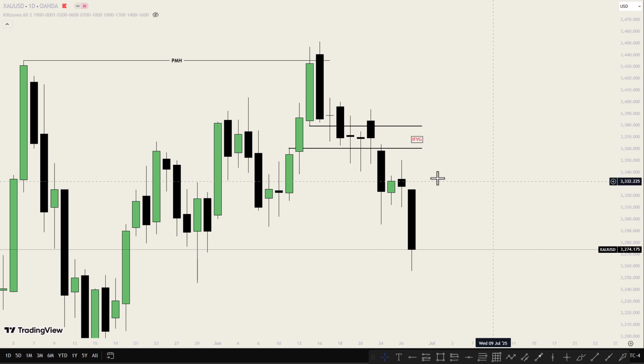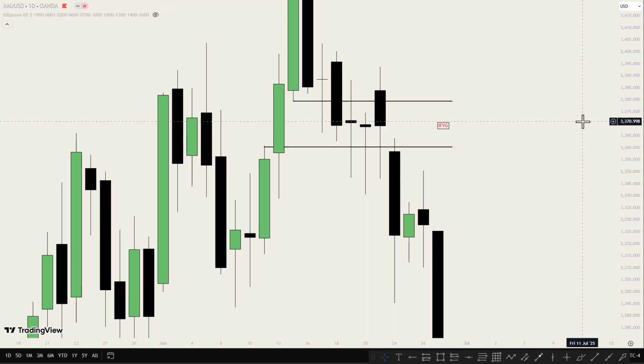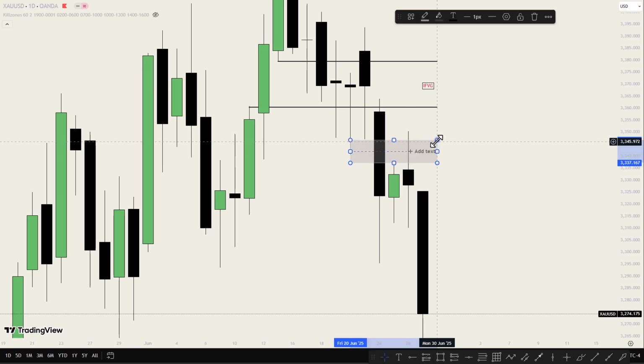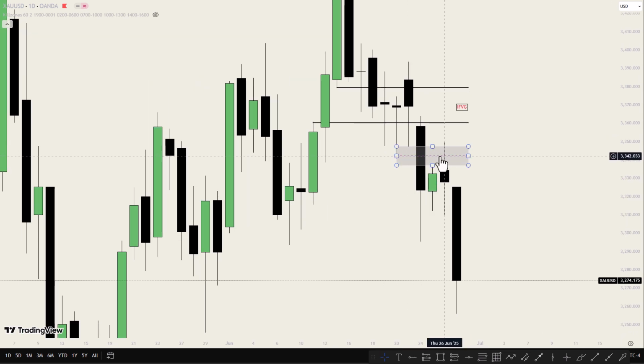And so on Wednesday, we didn't see price coming into the inverted fair value gap, but there is something we saw on Wednesday. Price gave us a fair value gap on the daily. This was the fair value gap. What I did was I now see this fair value gap as my point of entry to take a trade.